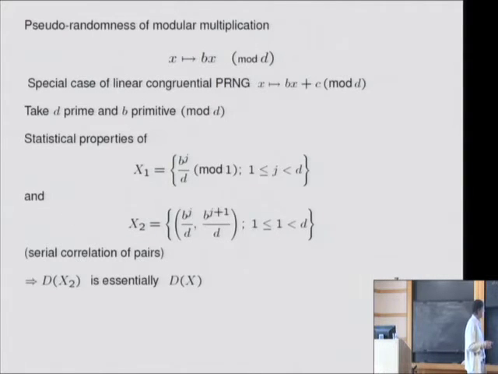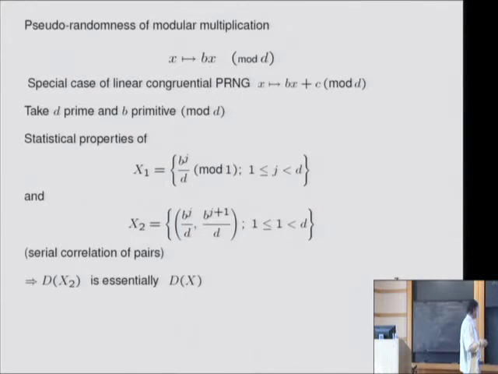But in any case, what we do is take the powers of B, reduce mod D, and we would like to understand the statistical properties of the sequence we have here. We can start looking at the statistical properties of X1, and then we can also look at the pair correlation and higher order correlations. Now, it turns out that if you assume B is primitive mod D, then B to the power J is going to run over all the residues mod D. So when you look at that, you are really getting back to the previous one.